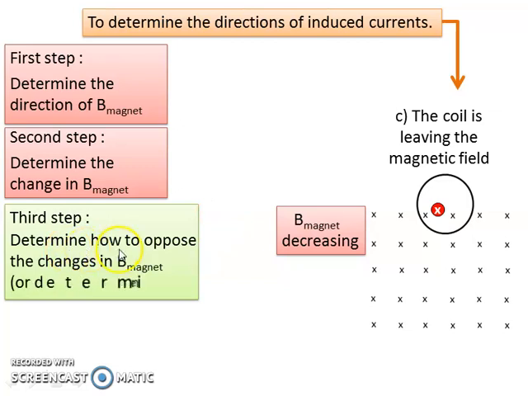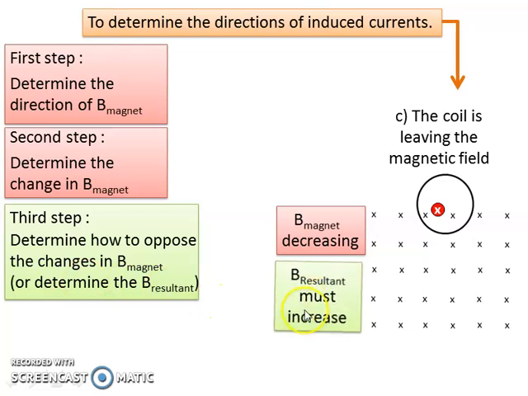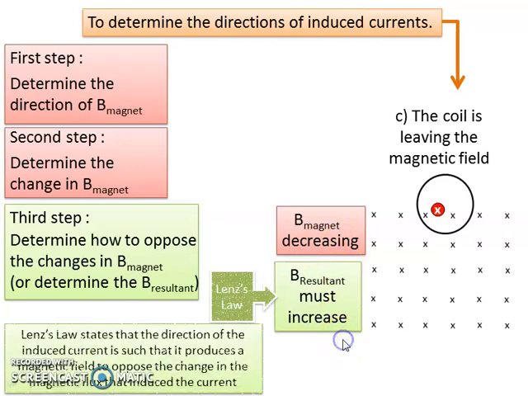Third step, determine how to oppose the change in B magnet, or in other words, determine the B resultant. The B resultant must increase because the B magnet is decreasing. This is from Lenz's law. It states that the direction of the induced current is such that it produces a magnetic field to oppose the change in the magnetic flux that induced the current. So to oppose the change in the magnetic flux, where in this case the B magnet is decreasing, the B resultant must increase.